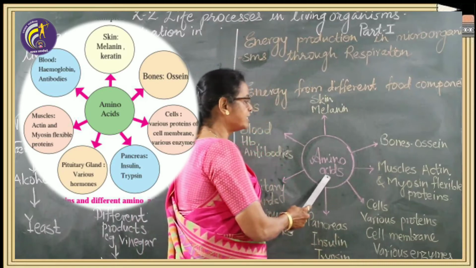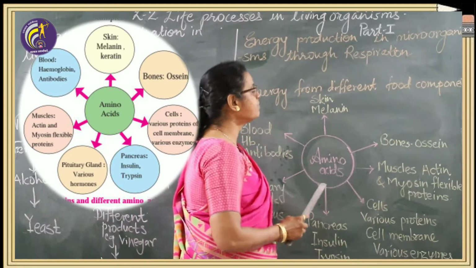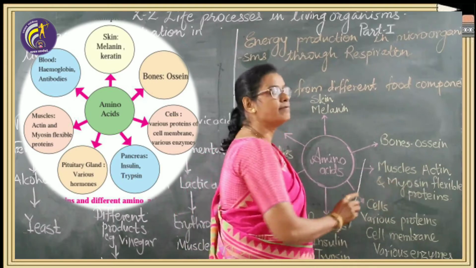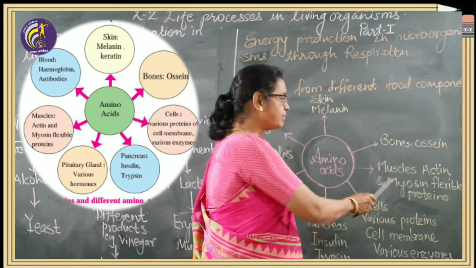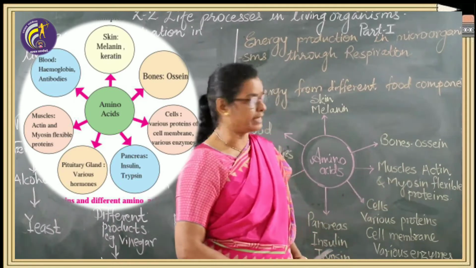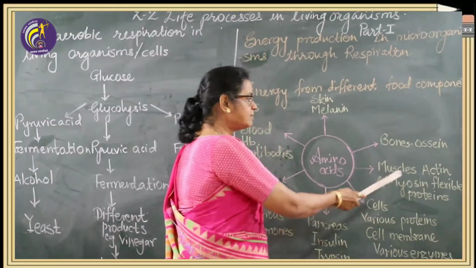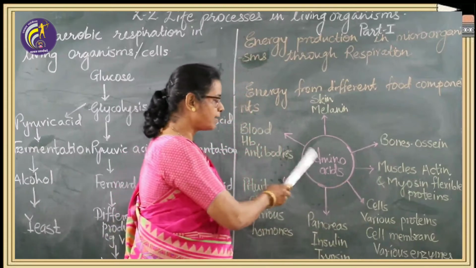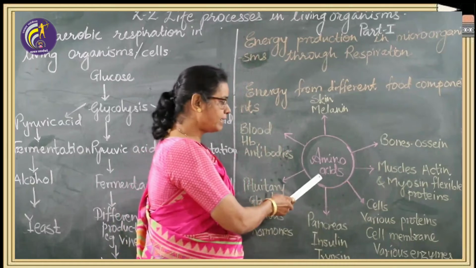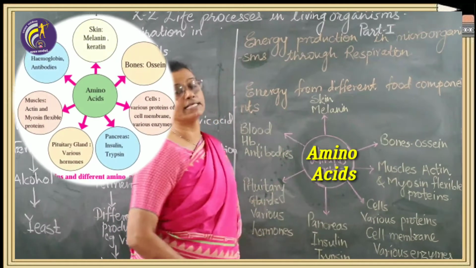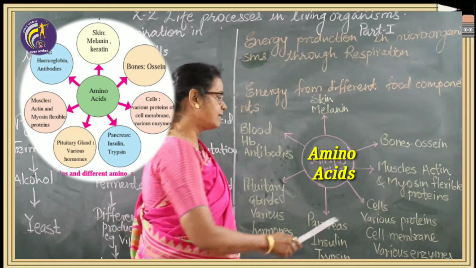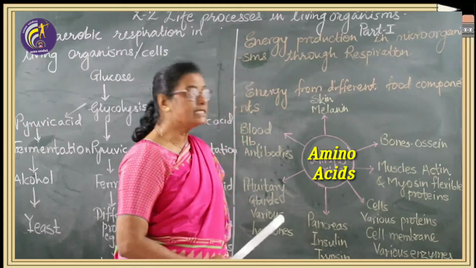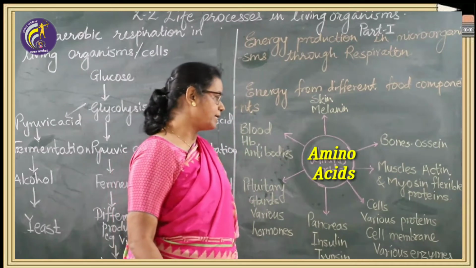Then amino acids are utilized in our muscles to produce actin and myosin protein. That is, myosin is a flexible protein. So, muscles produce actin and myosin protein, that is from amino acid. By using amino acids, cells are producing various proteins. These are producing cell membrane and various enzymes in our body.